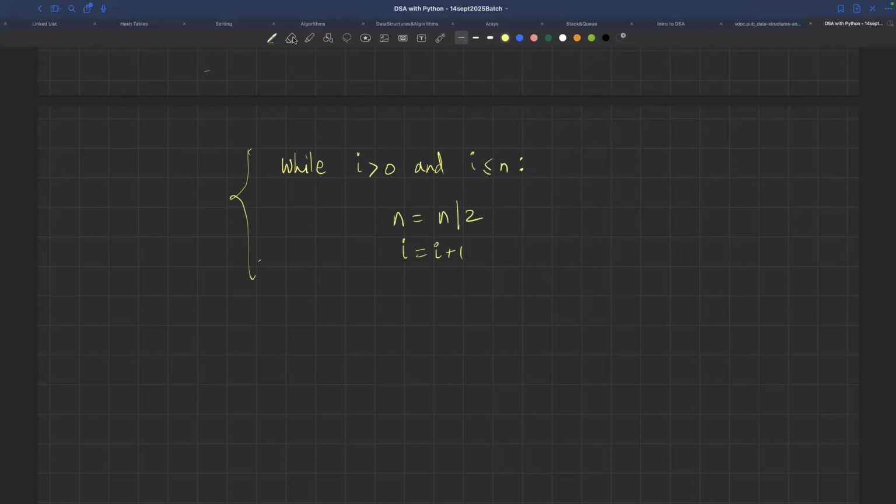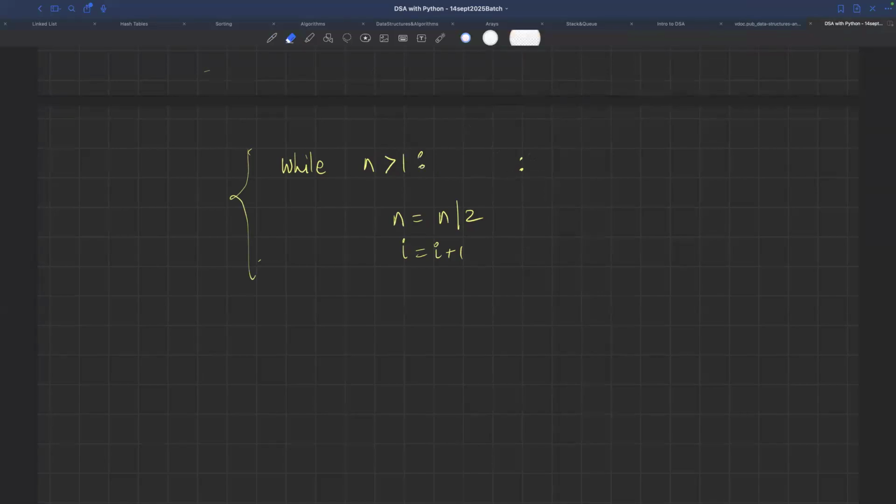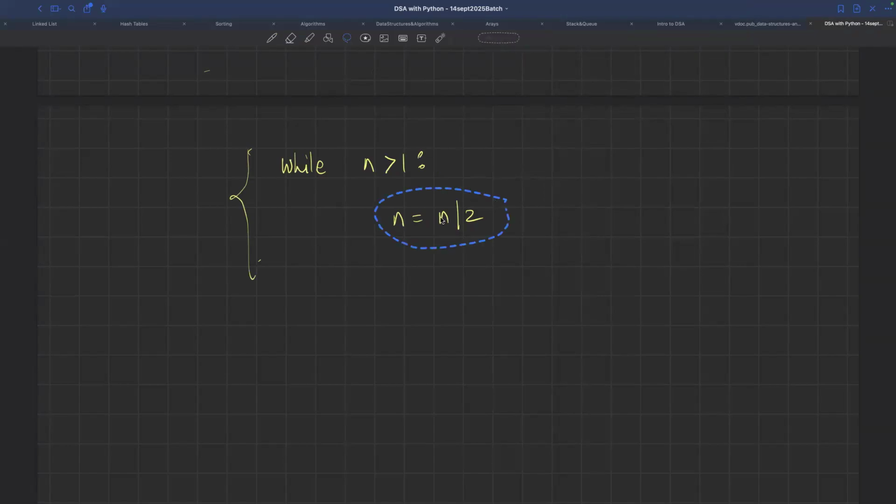यहाँ पे i नहीं होना चाहिए. i का कोई काम नहीं है यहाँ पे. While n is greater than 1, यहाँ ऐसा होना चाहिए. n greater than 0 नहीं. While n is greater than 1. हो गया? इतना ही सही है. ठीक है. इसमें क्या होगा?